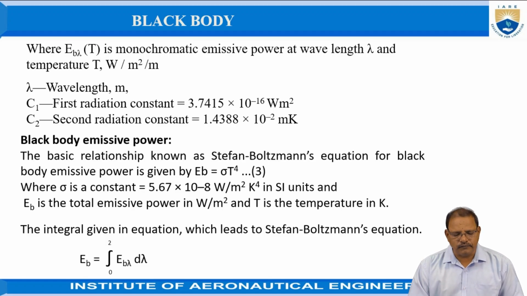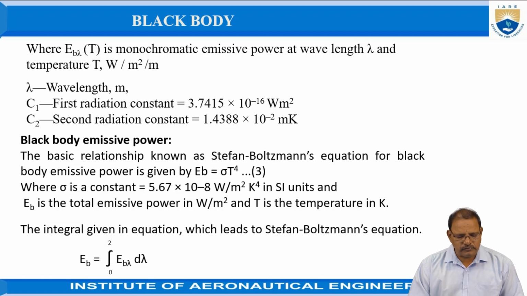Its value is equal to 5.67 × 10^-8 watts per meter square per K to the power of 4, that is degree K^4 in SI units. And E_b is representing the total emissive power. Generally, it is expressed in watts per meter square, and T is representing absolute temperature, which is measured in degree Kelvin.